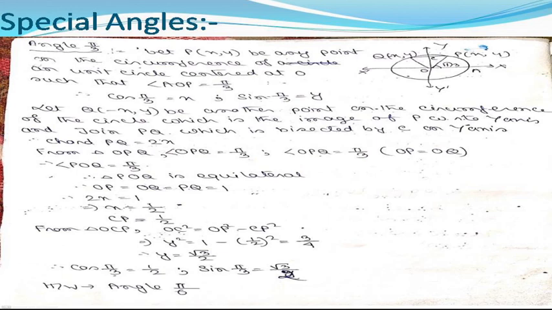Now from the triangle OCP, what type of triangle is this? This is a right angle triangle. So we can write OP square equals OC square plus CP square. From here we can find the value of y, and the value of y comes out as root 3 by 2. So cos of pi by 3 is half, cos 60 degrees equals half, and sin of pi by 3 is root 3 by 2, that is sin 60 degrees equals root 3 by 2. So these two functions, sin and cos, are known to us. We can find the other trigonometric ratios, that is tan pi by 3, cot pi by 3, sec pi by 3 and cosec pi by 3.